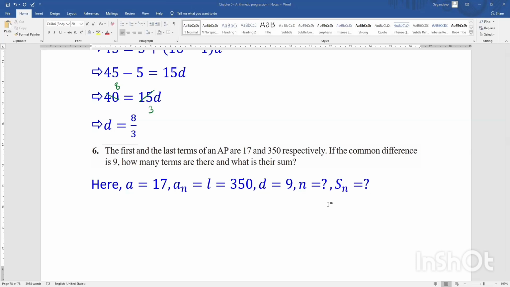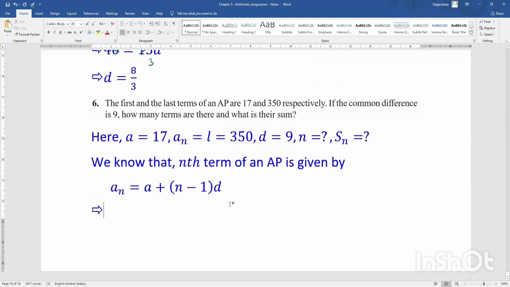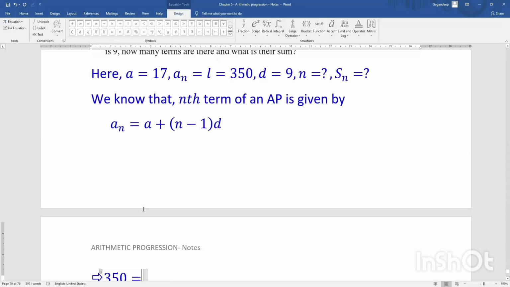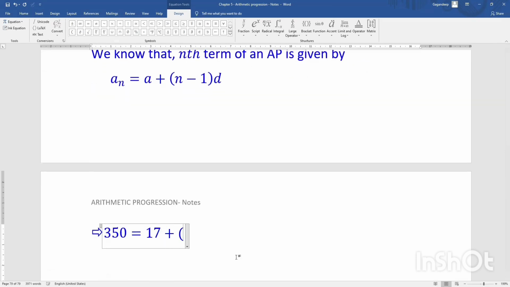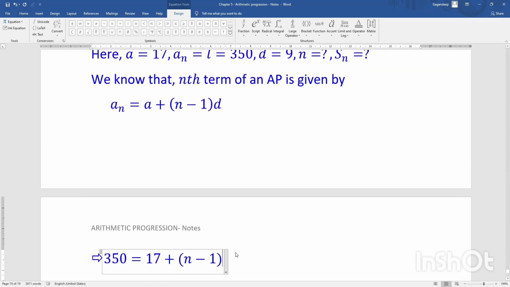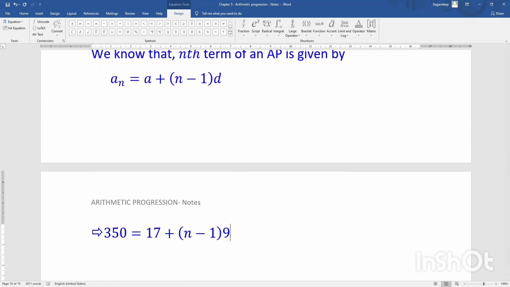Now for this, I use the formula for the nth term of the AP. We know that the nth term of an AP is given by an is equal to a plus n minus 1 into d. Here an value we know is 350, so 350 equals a value, which is 17, plus n minus 1 into d value, since n is a question mark. We have d value as 9.